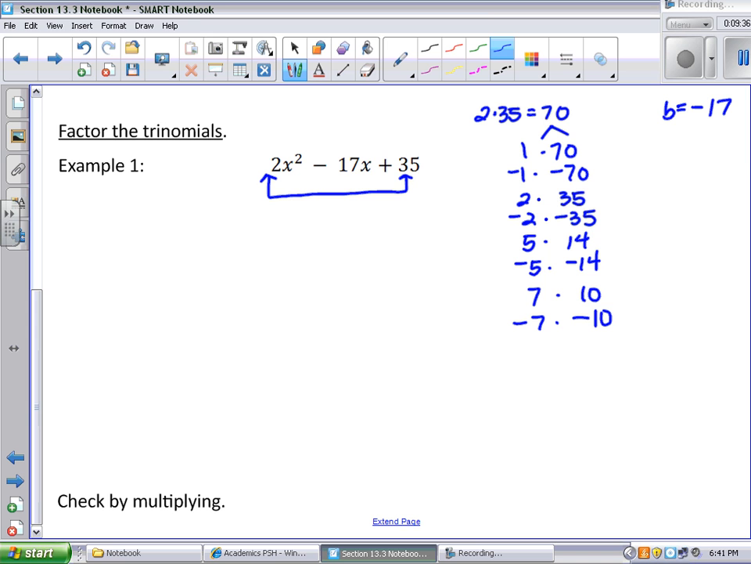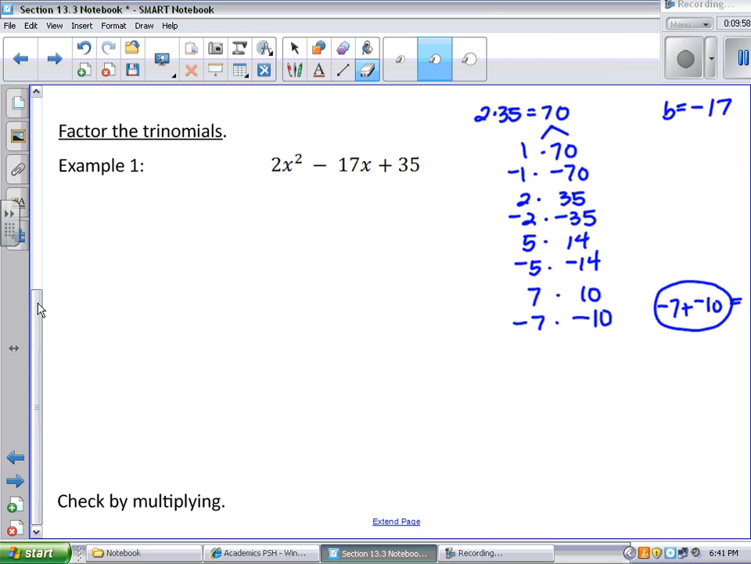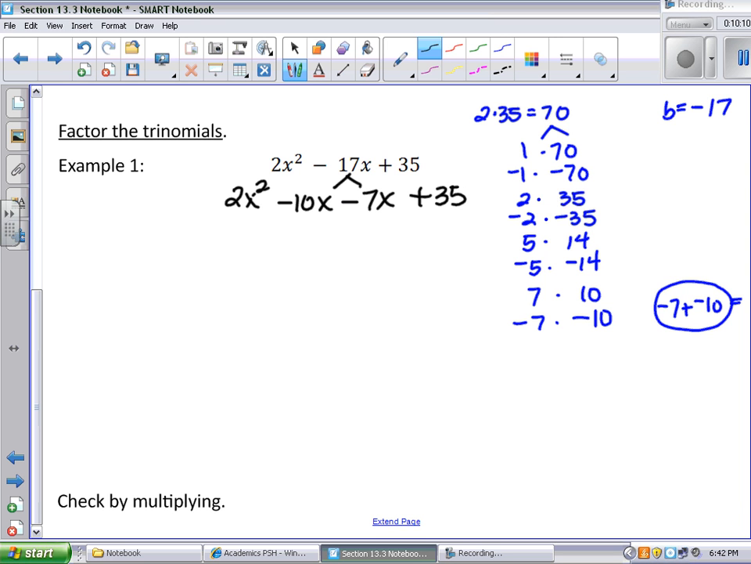10 is already in my list, so I can stop at this point, and I need to find the combination whose sum adds up to negative 17. Negative 7 plus negative 10 gives me negative 17. So I know this is the combination that I want to use. I'm going to use that to split up the middle term. So when I look at my trinomial, I'm still going to have 2x squared, but this time I'm going to break this up into minus 10x minus 7x plus 35.